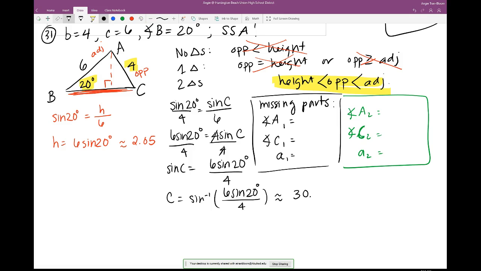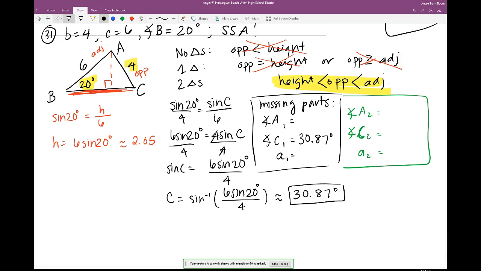30.2, with 2 decimal places, just 8.6. Someone confirm that for me? Okay, 8.7? Okay, 8.7. So that's your C. So that goes right here. 8.7, my bad.